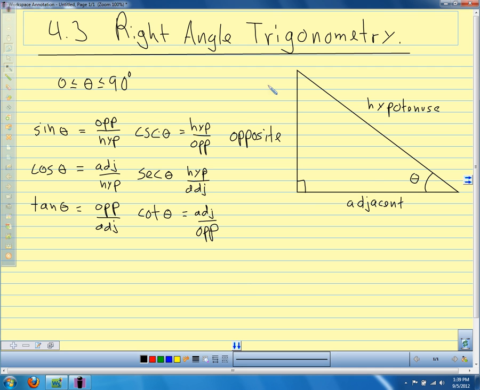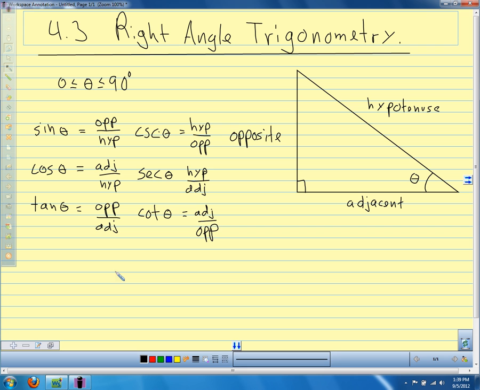And if we restrict our angle, if our angle is between 0 and 90 degrees, if theta is between 0 and 90, all of our trig functions, sine, cosine, and tangent, all come out to be positive numbers. And again, just a reminder, to get this side, I just took the reciprocal of this side.